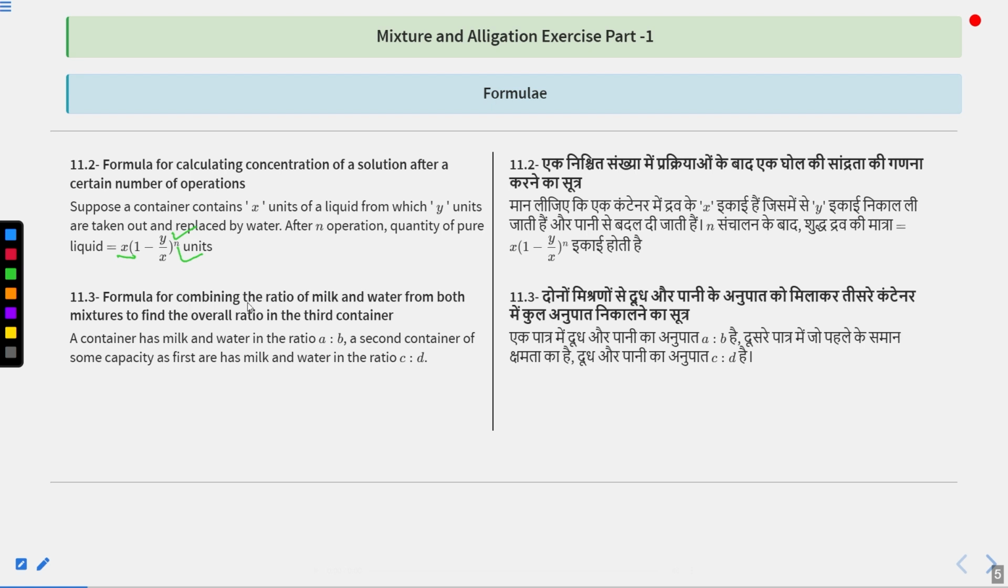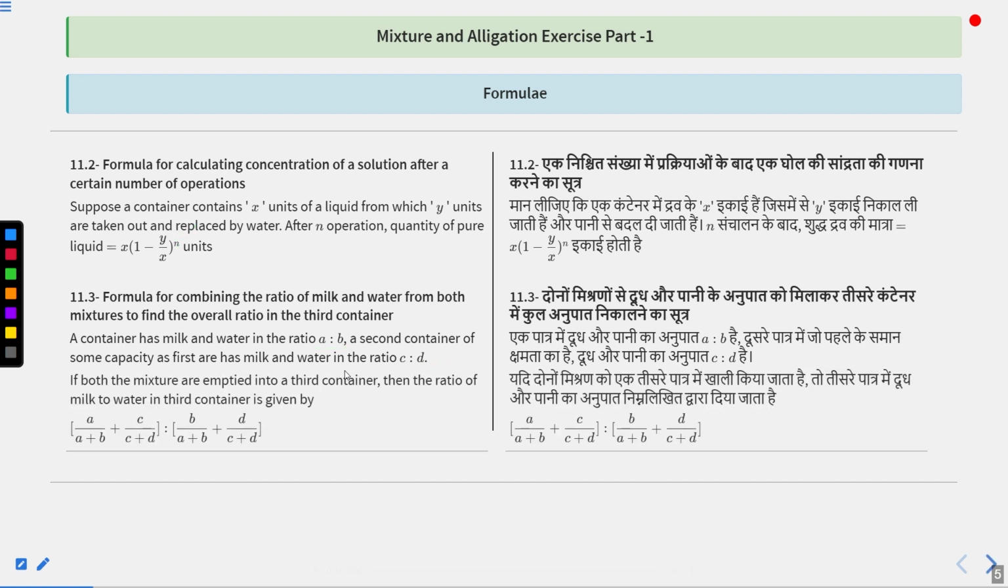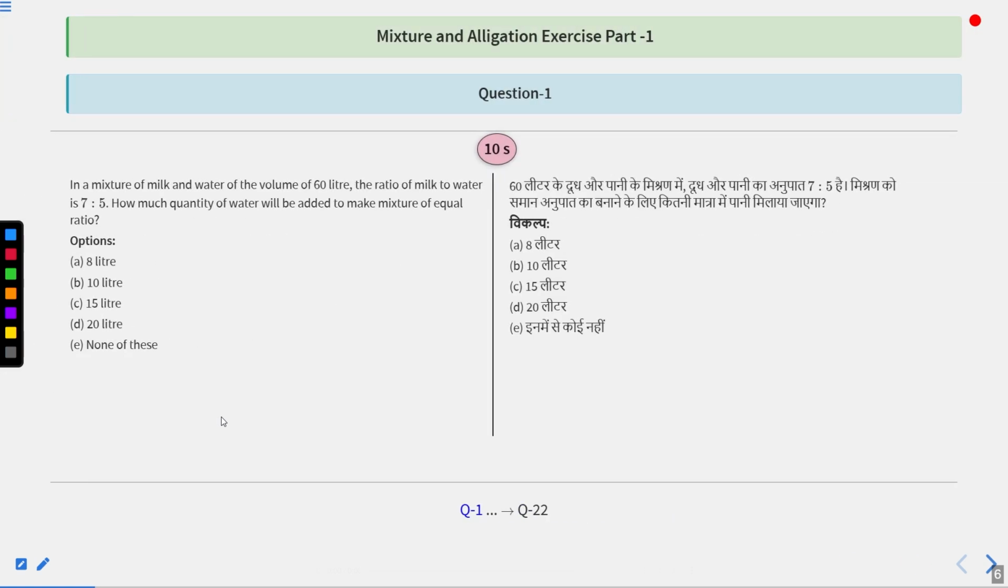Clear? Formula for combining the ratio of milk and water from both mixtures to find the overall ratio in a third container. A container has milk and water in ratio A:B. A second container of the same capacity as the first has milk and water in ratio C:D. If both the mixtures are emptied into a third container, then the ratio of milk and water in the third container is given by A upon A plus B plus C upon C plus D, ratio B upon A plus B plus D upon C plus D. Clear?